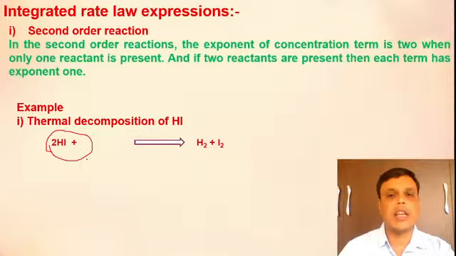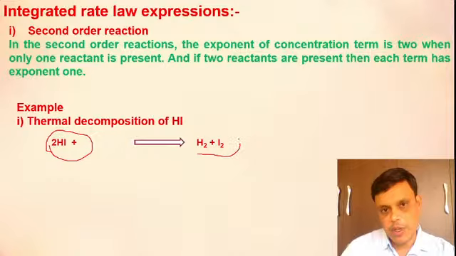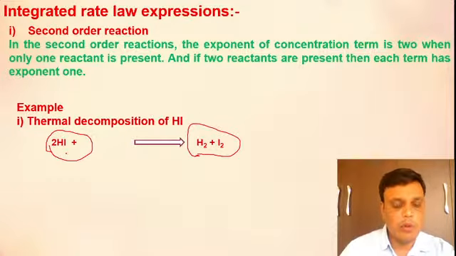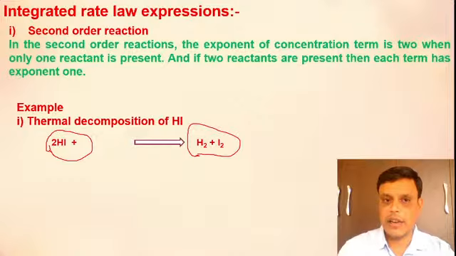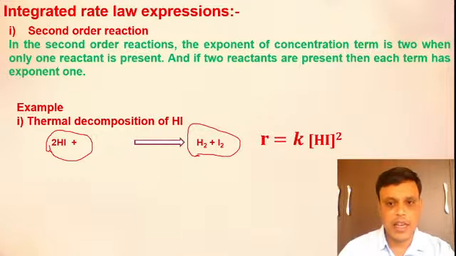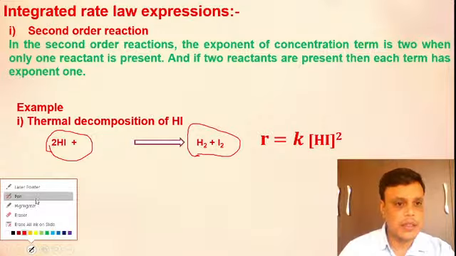2 HI will give you H2 plus I2. This is the reaction. Now here only one reactant is present, that is HI. And if you write a rate equation for this reaction, it will be like this.